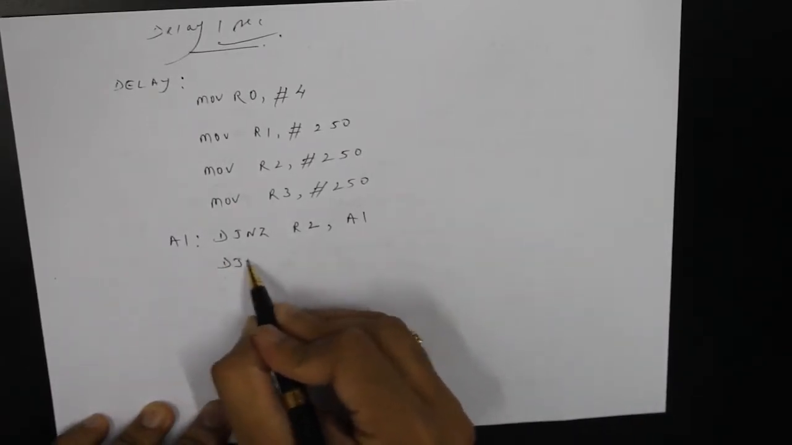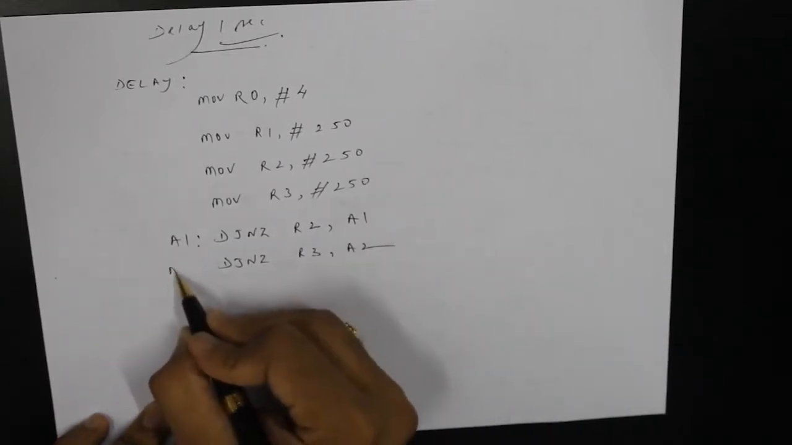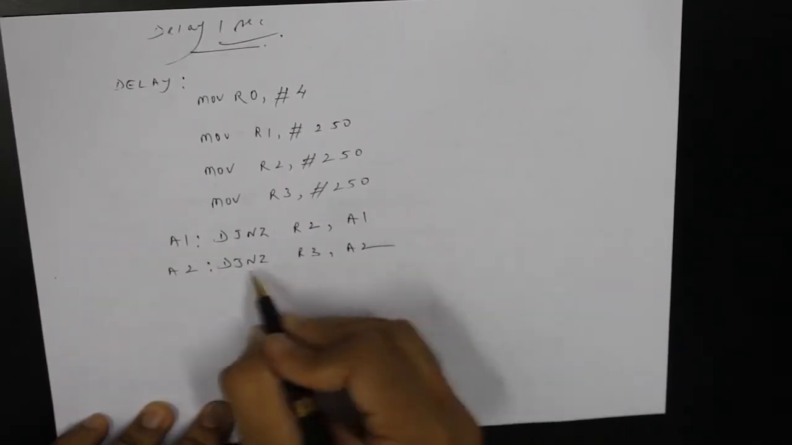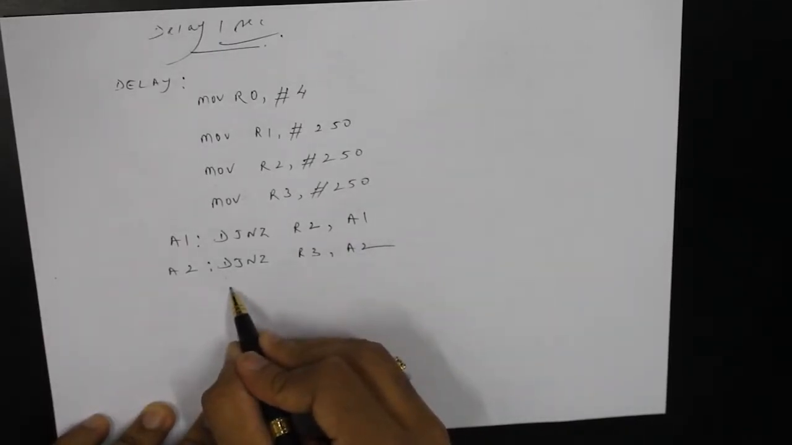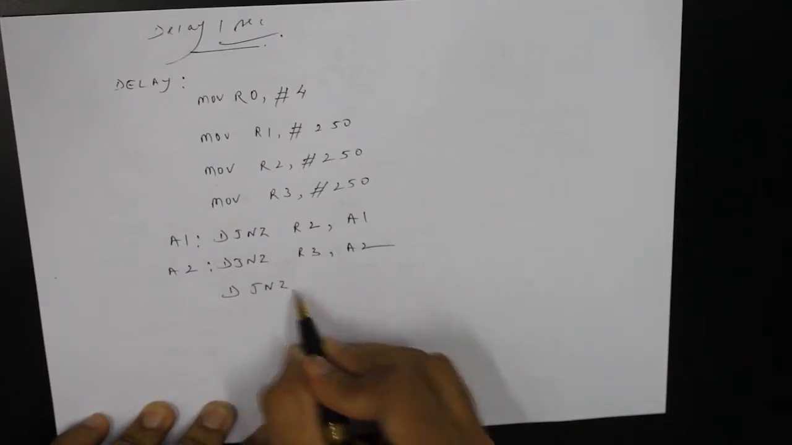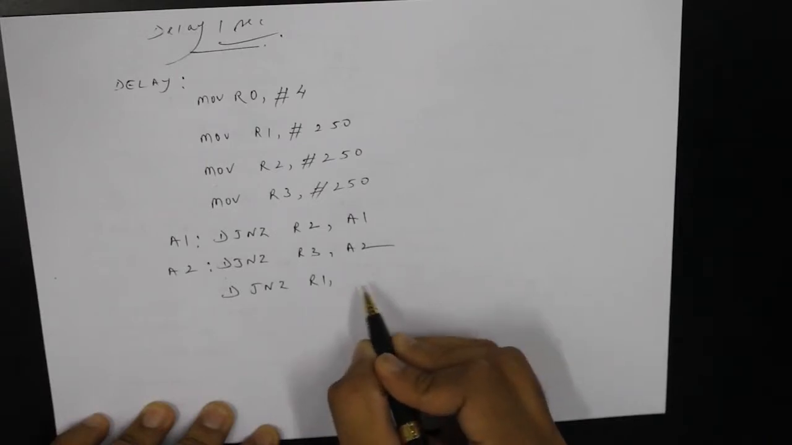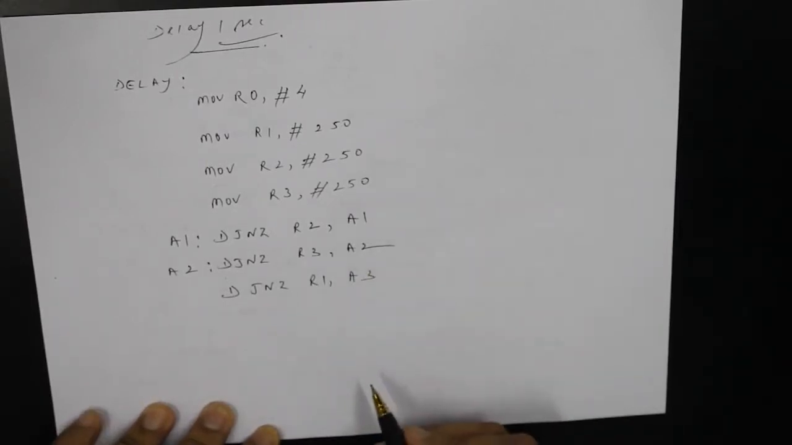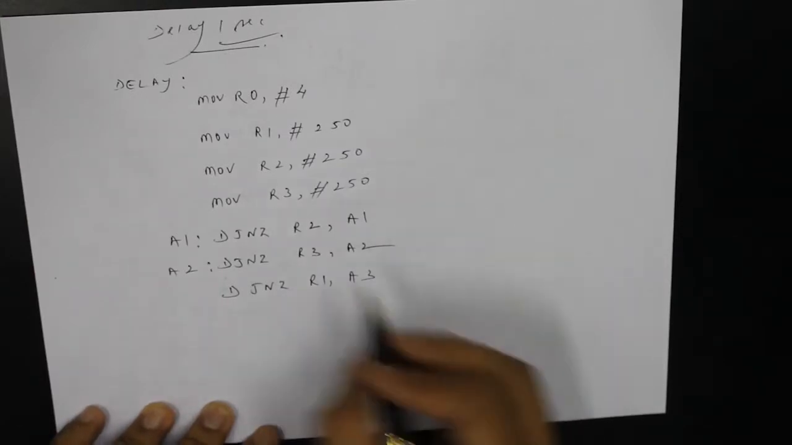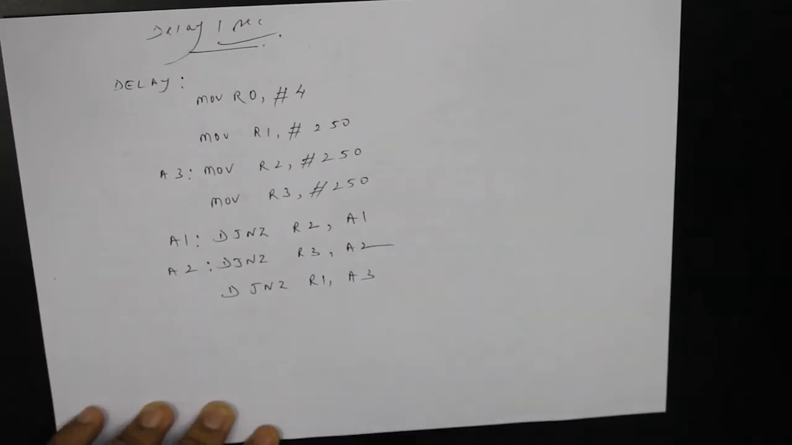I'll be writing DJNZ R3, A2 over here, so again 500 microseconds over here. Now I'll be putting up again one DJNZ instruction. So it says DJNZ, and I will say R1, A3, right? R1, A3. So the A3 label becomes a part of this.